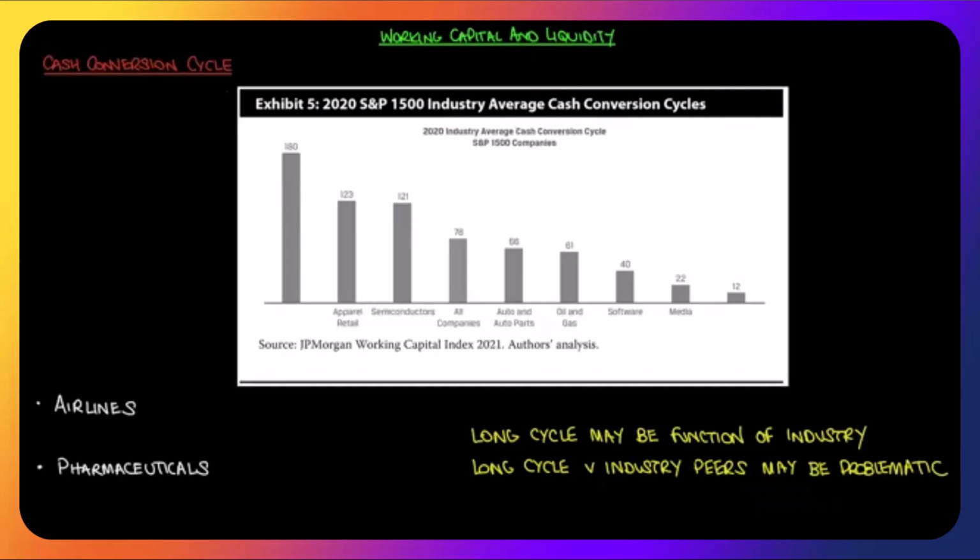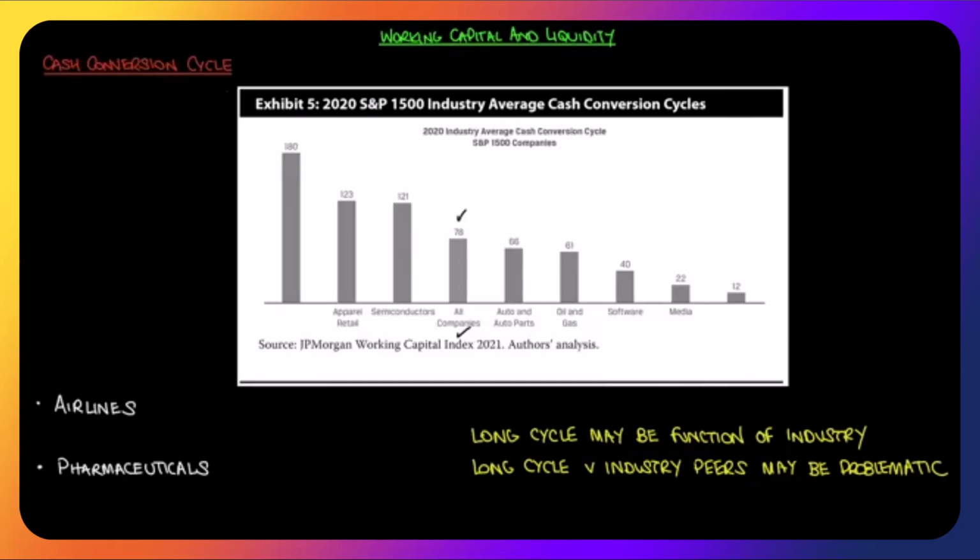This is the number I just talked about. 78, the average for all companies. I lied to you when I said it was 2021. It was 2020. Apologies for that. This is from the JP Morgan Working Capital Index. You can find that online. Have a look at it. It's kind of interesting. I disagree with some of the numbers that have been analyzed here, but roughly speaking, it's about right. So we don't need to stress about it.